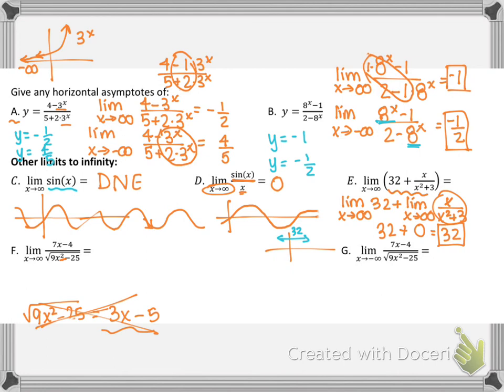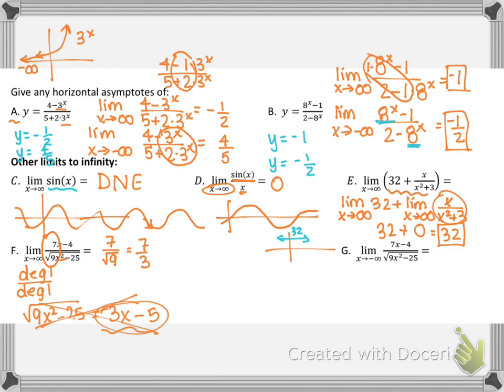I can consider that denominator as degree 1. I can't algebraically write it like this, but I can consider it to only grow as fast as a degree 1 polynomial. The numerator is also a degree 1 polynomial. So if I have the same degree, I'm looking at the ratio of the leading coefficients. So the ratio of the leading coefficients is 7 over root 9, or 7/3.